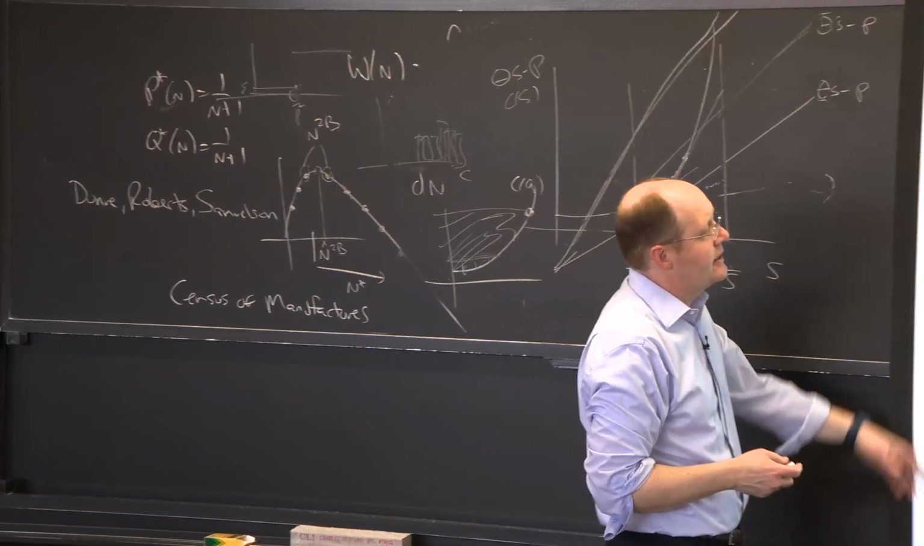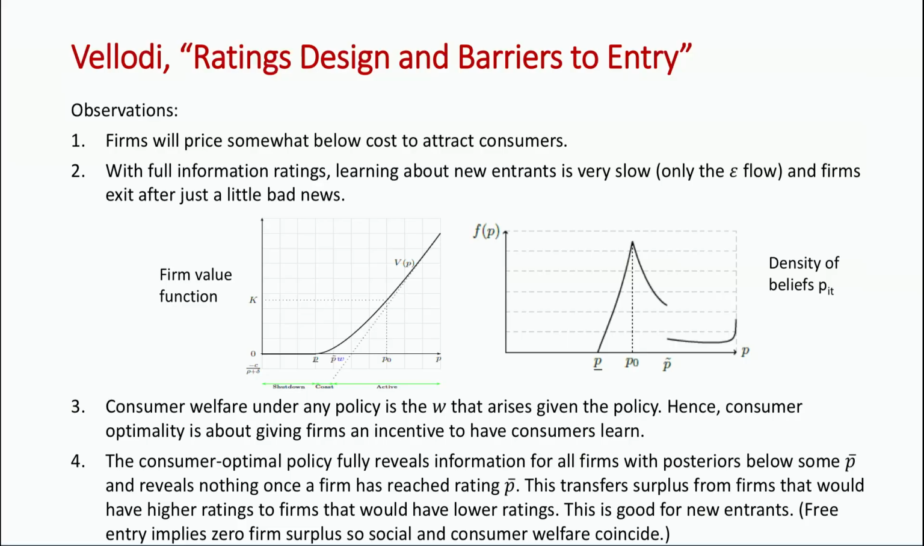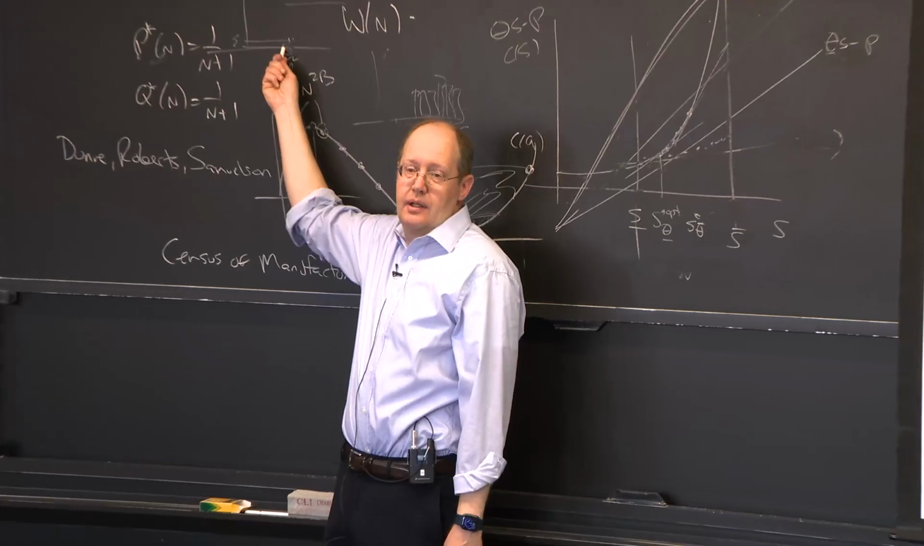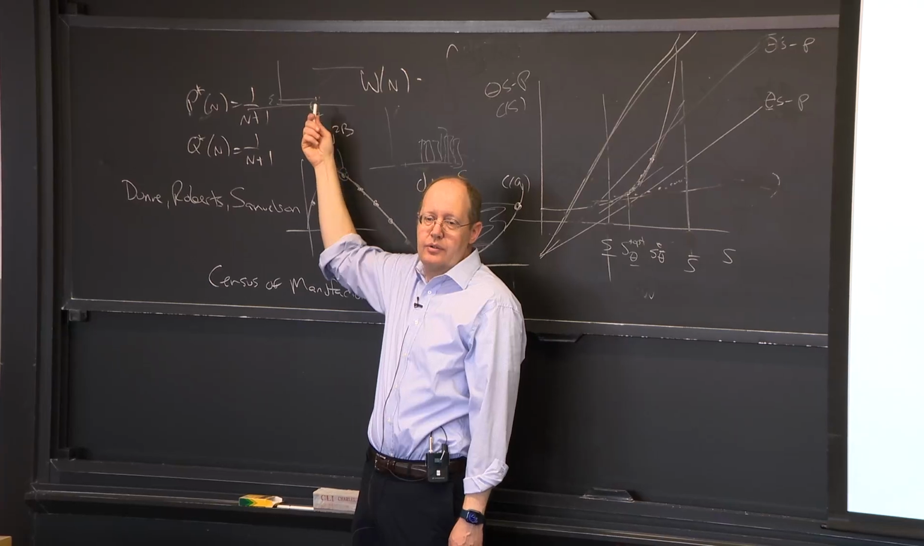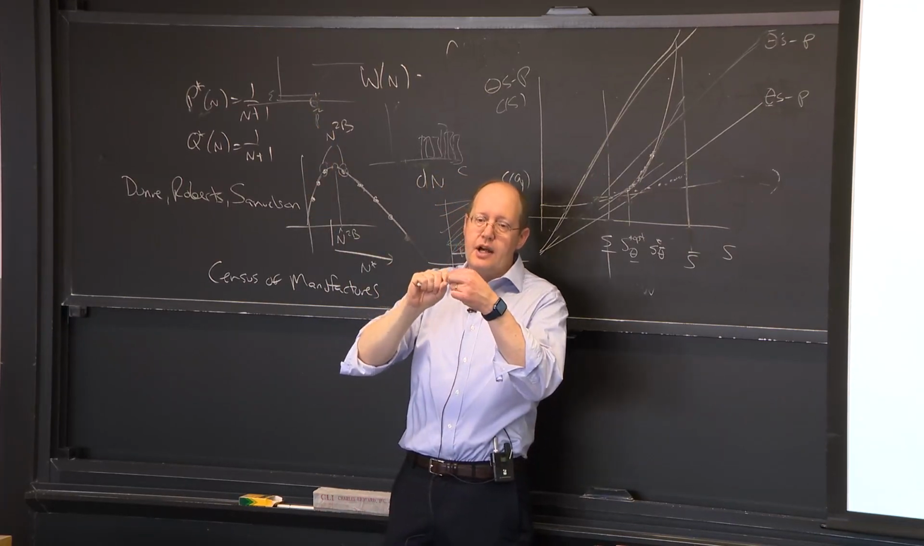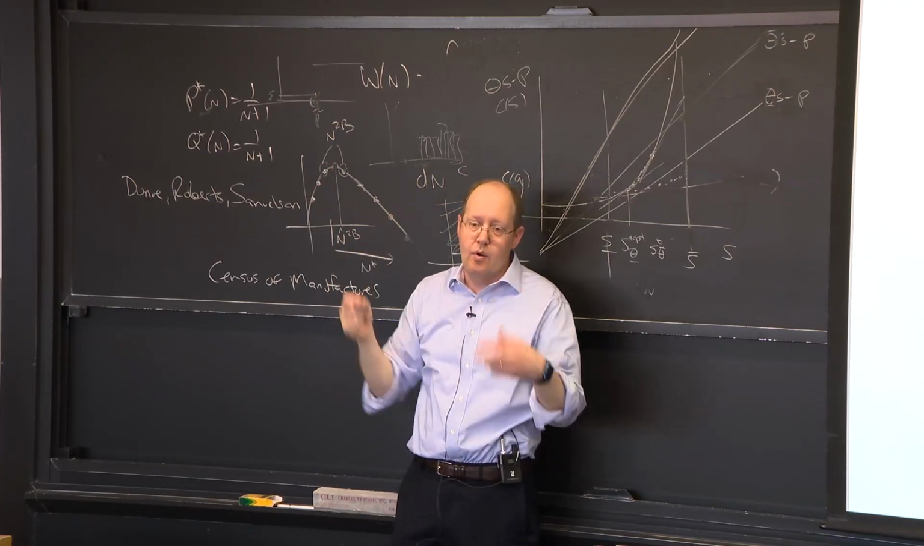So consumers get some profit. What is the consumer surplus? The consumer surplus here is the amount of money this guy's willing to lose, because the amount of money that this guy's willing to lose is the W, which is then what you get at all higher quality restaurants.